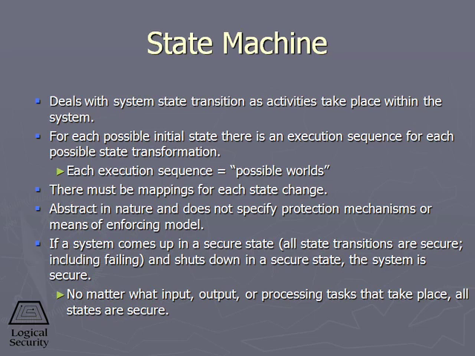And the state machine further says that in order for us to implement security in any manner on a system that is maintaining our valuable information assets, we have to ensure that the last two bullets here, that if a machine comes up in a secure state and all state transitions are secure, including devices and programs that fail, and if the machine can also shut down in a secure state, then the system will remain secure. So that says, power up securely, do whatever you have to do, even if it's fail, do that securely and shut down securely, and what you have is a foundation for an operating system and applications that can remain secure. So to summarize again, the bottom bullet now, no matter what input, output, or processing tasks take place, all states will remain secure. These are the fundamental concepts of the state machine.